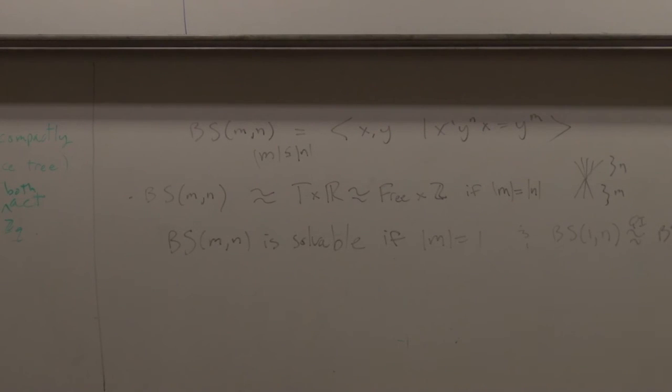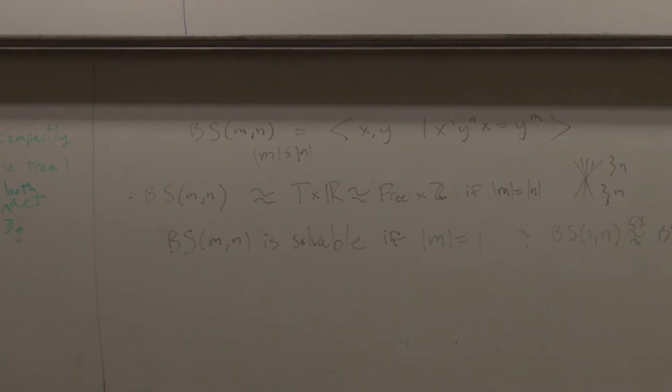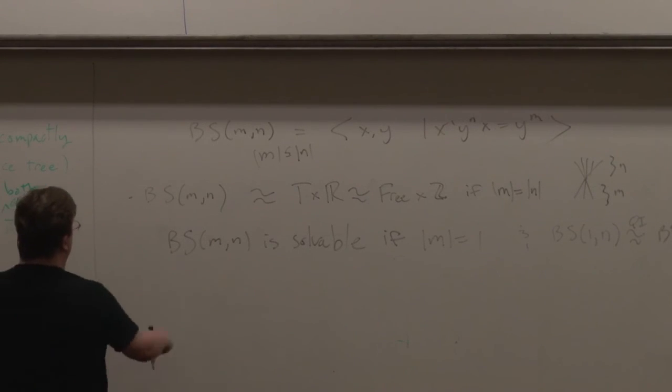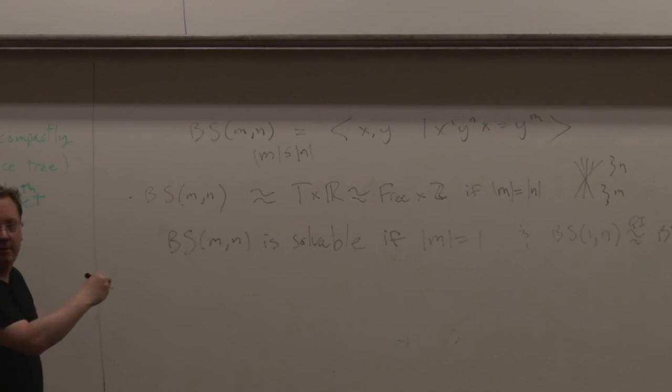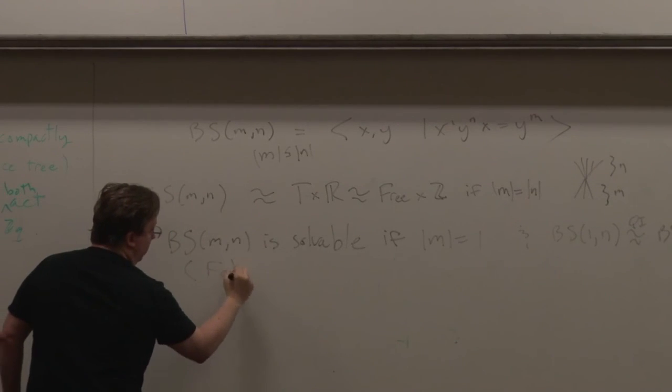Essentially, you can just think here, BS(1,n) has an index 2 subgroup that's BS(1,n squared). Just conjugate by x twice, and now you've gone up to n squared. And this continues. So these things are commensurable as soon as you can find a power of m and a power of n that are equal. And that's exactly when they're quasi-isometric. I don't know who this is due to. It's fairly immediate. This is Farb and Mosher.